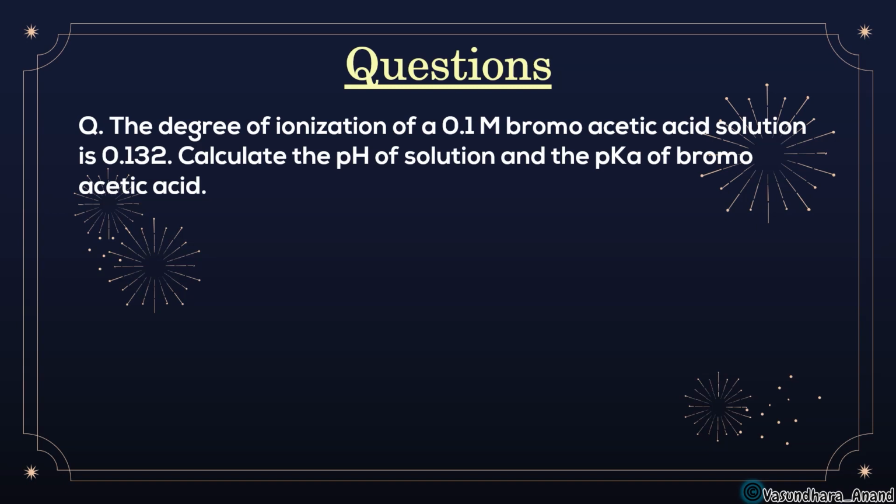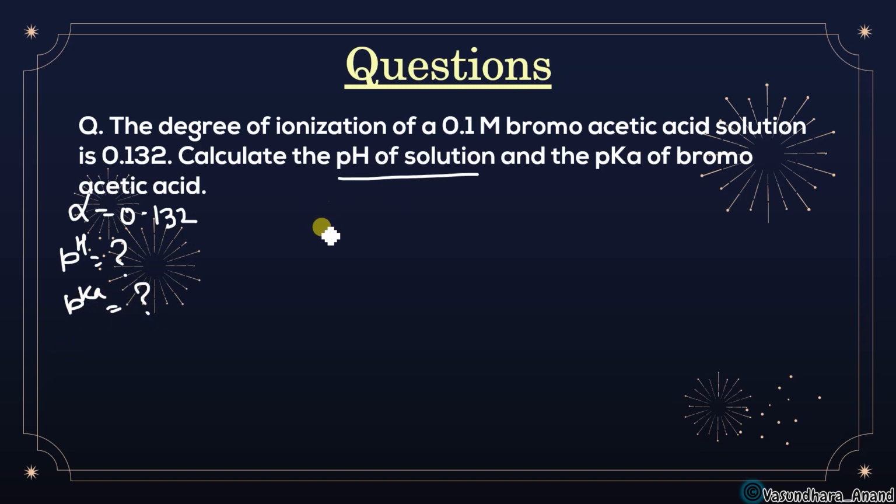Okay, now the next question is here. The degree of ionization of 0.1 M bromoacetic acid solution is 0.132. That is, alpha is given. So let me write here, alpha is given 0.132. Calculate the pH of the solution. That means you have to find pH, and for pH you need H plus, and pKa also. For pKa you want the Ka value. Then you will get it.